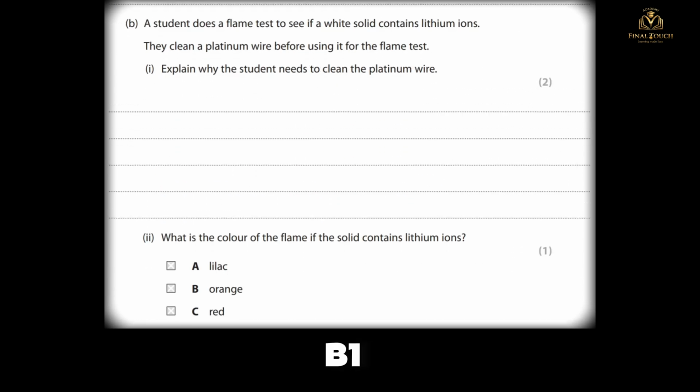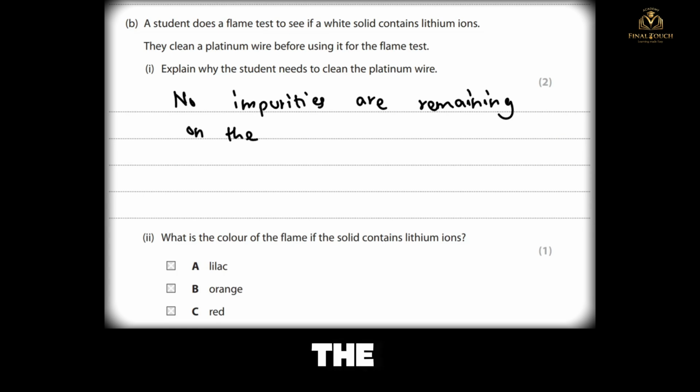Okay. Part B1 tells us a student does a flame test to see if a white solid contains lithium ions. They clean a platinum wire before using it for the flame test. Explain why the student needs to clean the platinum wire. A simple question. So we usually clean the platinum wire so that no impurities are remaining on the platinum wire.